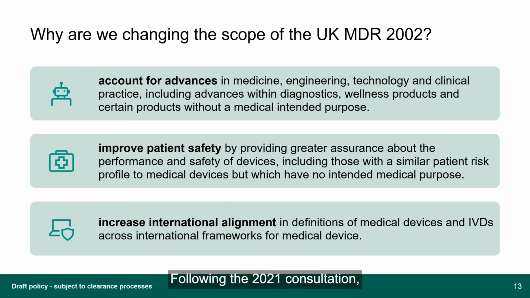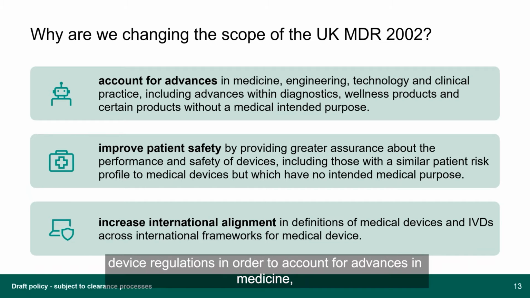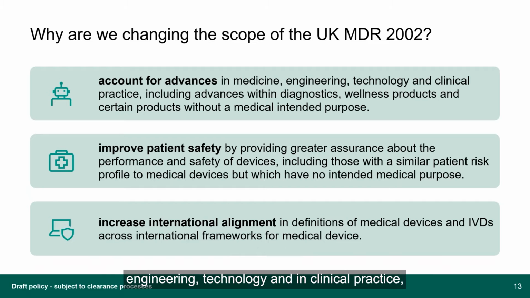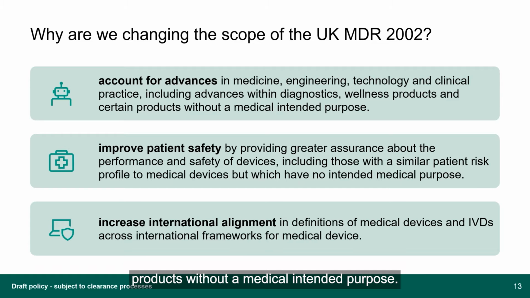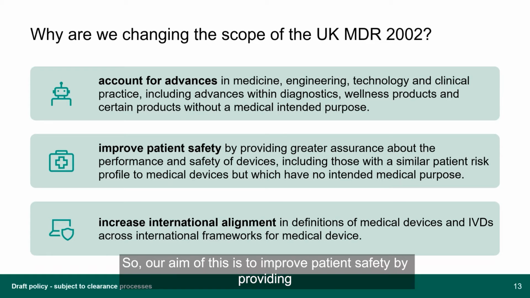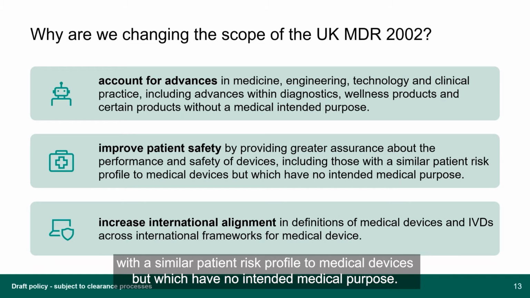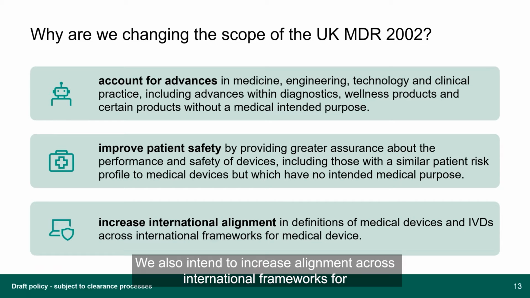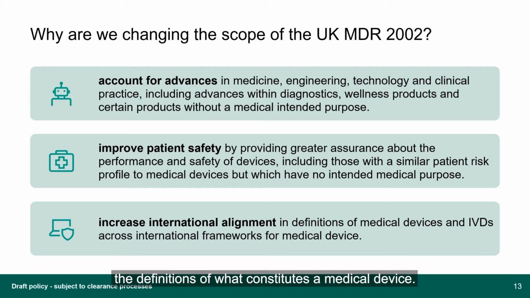So following the 2021 consultation, the MHRA indicated that we would amend the scope of the UK medical device regulations in order to account for advances in medicine, engineering, technology, and in clinical practice, including advances within diagnostics and wellness products and certain products without a medical intended purpose. So our aim of this is to improve patient safety by providing greater assurance about the performance and safety of devices, including those with a similar patient risk profile to medical devices, but which have no intended medical purpose. We also intend to increase alignment across international frameworks for medical device and IVD regulations. And to achieve this, we'll be updating the definitions of what constitutes a medical device.